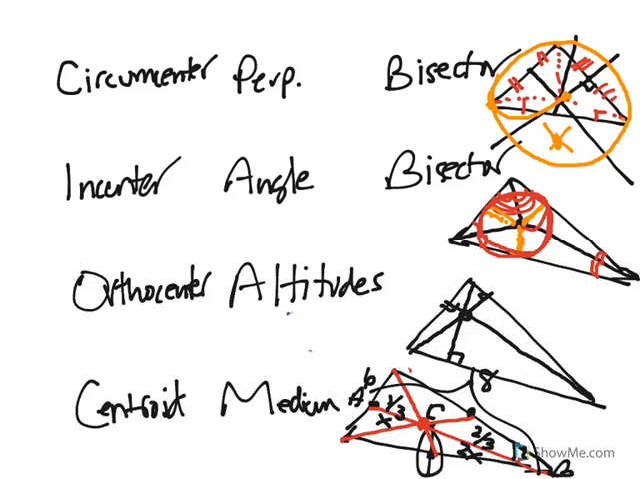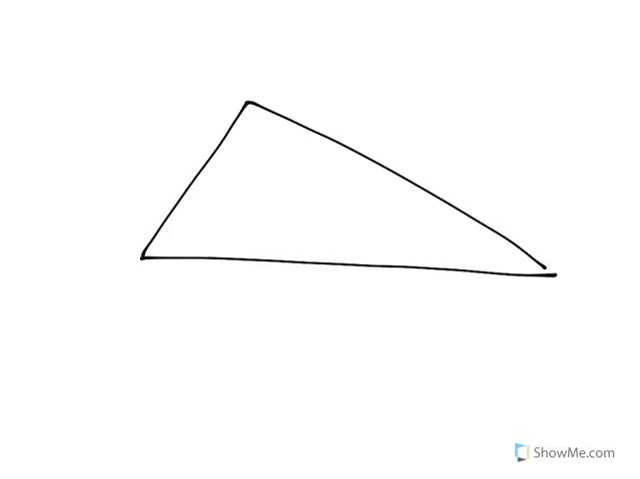Now, last thing you want to remember is midsegments. A midsegment would be, I'll just draw us a triangle, and we've found the midpoint of 3 sides, and midsegments connect 2 midpoints together. So this would be a midsegment, and this would be a midsegment, and this would be a midsegment. And it has some special properties as well.